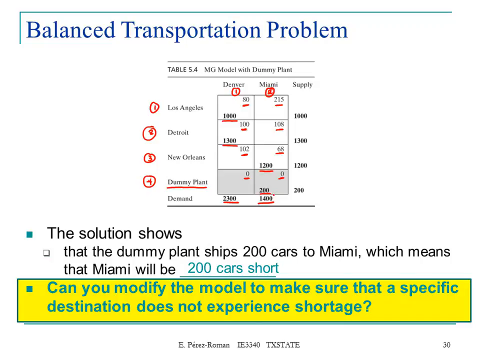So if you don't want Miami to have 200 units short, you can increase this cost from 0 to, let's say, $300. Now, this cost is going to be higher than all the costs in the problem, which means that if you have 200 units assigned to that dummy plant, you have that penalty cost in your formulation.